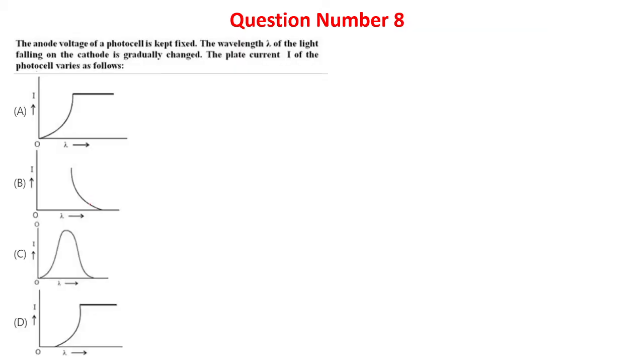Okay, question number 8. Anode potential, anode voltage of a photocell is kept fixed. Wavelength of the light falling on the cathode is gradually changed. Question is, how does the plate current of the photocell change with wavelength? So very simple.